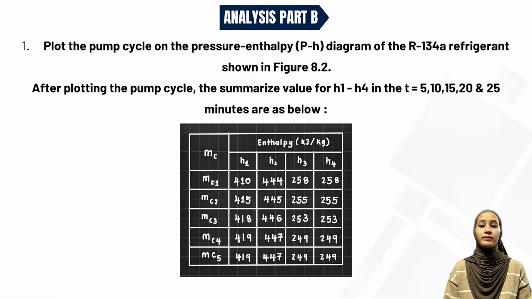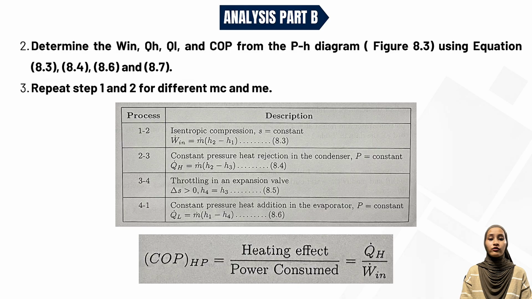So, after plotting the pump cycle, the summarized values for H1, H2, H3, and H4 at t equal to 5, 10, 15, 20, and 25 minutes are as below. For the second and third analysis for Part B, we need to determine the W in, QH, QL, and COP from the pH diagram using equations 8.3, 8.4, 8.6, and also 8.7.